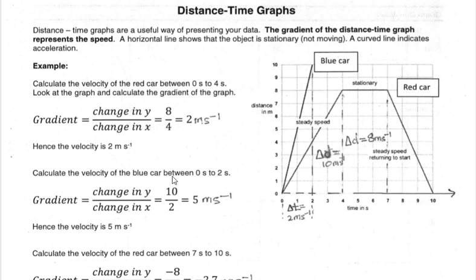Calculate the velocity of the blue car between 0 to 2 seconds. So here's the blue car graph. So 0 to 2 seconds, it's gone up by 10 meters. The distance has gone up by 10 meters. So the change in y, or the distance, is 10. Change in x is 2, gives us 5 meters per second. Hence the velocity is 5 meters per second.